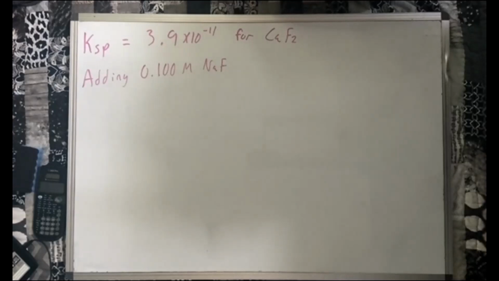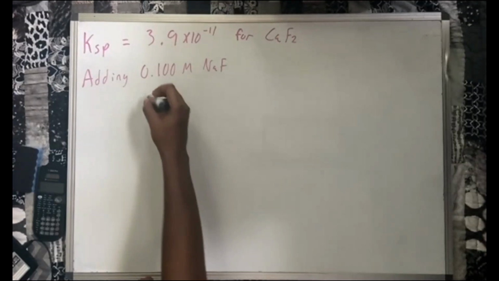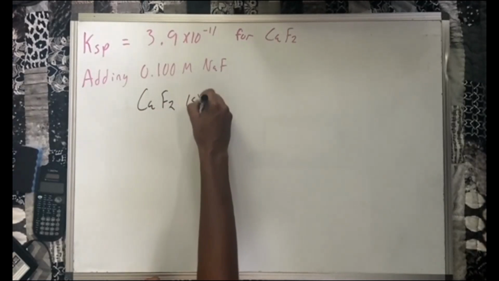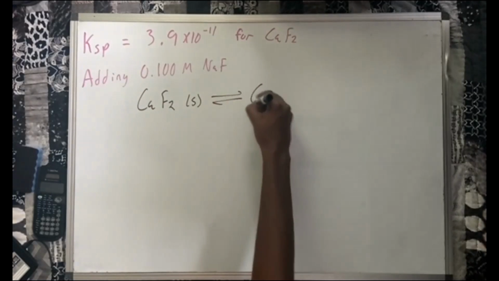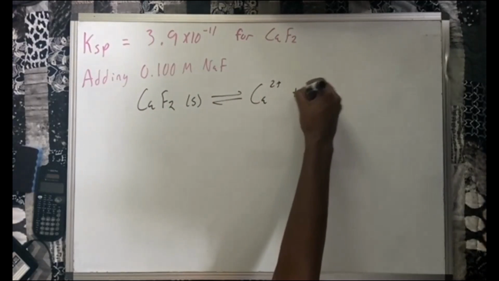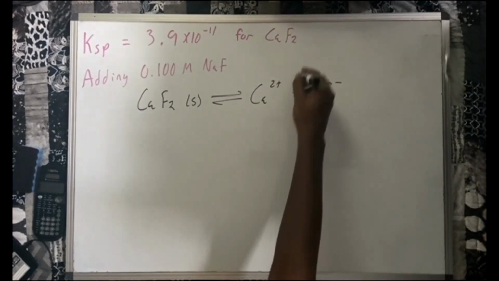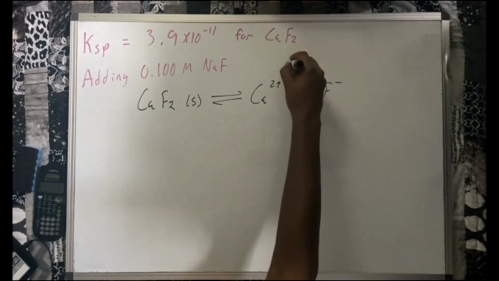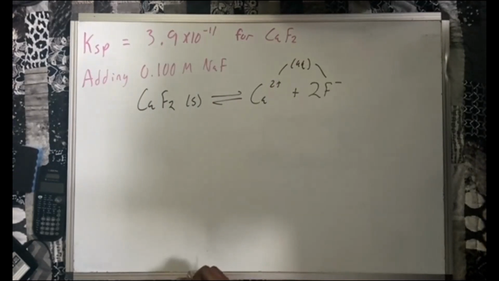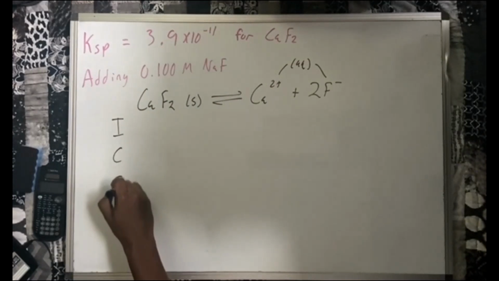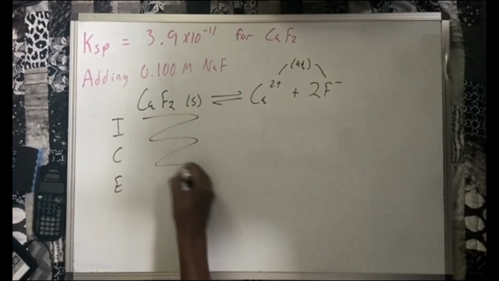Okay, so we go over here, have my Ksp, and I told myself what we're doing. So write the formula that's going to happen. So it's our normal Ksp equation where we have CaF2 solid goes to Ca2+ plus 2F-. These are aqueous. You know they are. Then we do our ice table, right? Ice table. Don't care about the solid again.